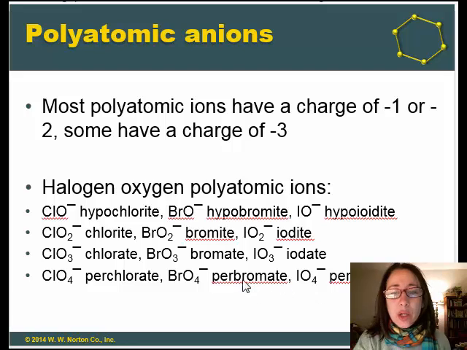Excuse me, periodate. So the bromine and iodine oxygen polyatomic ions are not listed, but they follow the same trend as the chlorine oxygen ones, and they have the same charge, and they have the same prefix and suffix. So now you know the names of the anions, and you're ready to start naming ionic compounds.